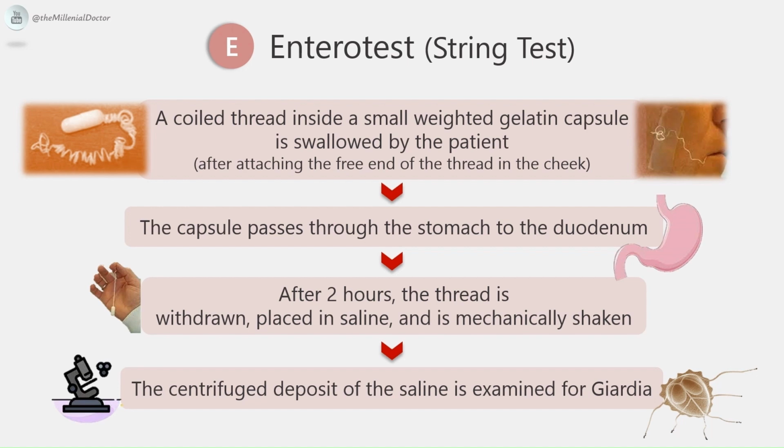After 2 hours, the thread is withdrawn, placed in saline, and is mechanically shaken. The centrifuged deposit of the saline is examined for Giardia. The use of entero test is not recommended because of the very high cost of the test.